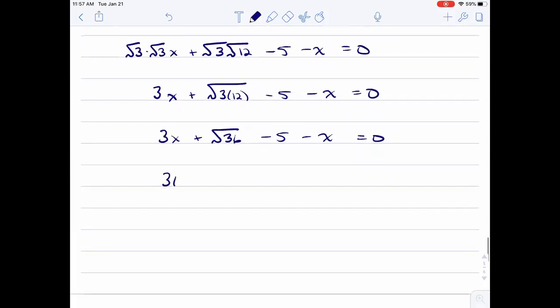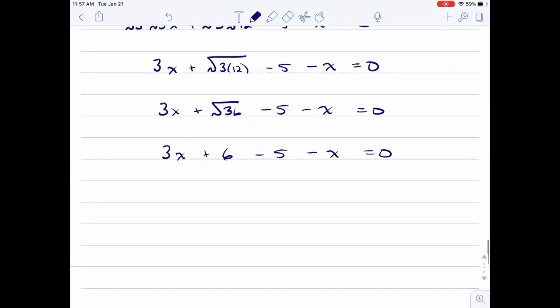Luckily for us, the square root of 36 is just 6. So we get 3x plus 6 minus 5 minus x equals 0. So now we can collect like terms. 3x minus x is 2x. And so I've got 2x and then plus 6 minus 5 plus 1 is 0.